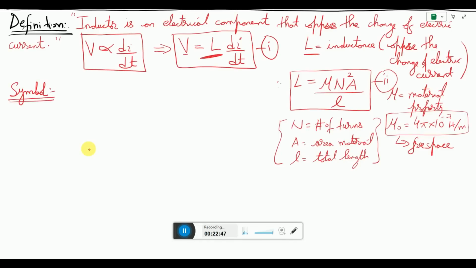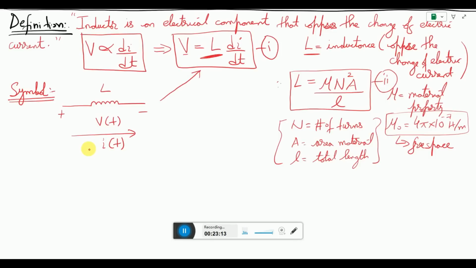So the symbol of the inductor is basically a coil which looks like this. This is L. We can say this is the voltage appearing with respect to time, and if there is a current flowing through it, we are going to say it is changing with regards to time, because induced voltage depends upon the change in current.